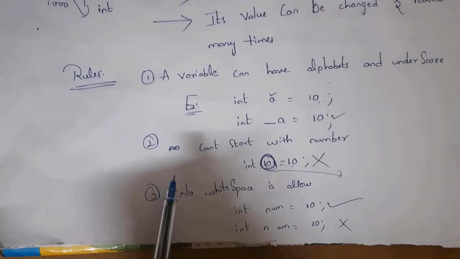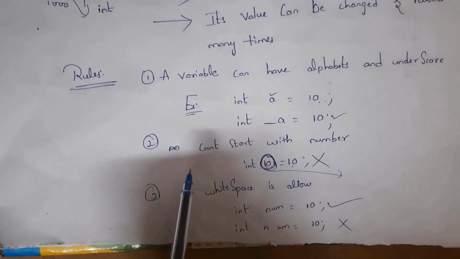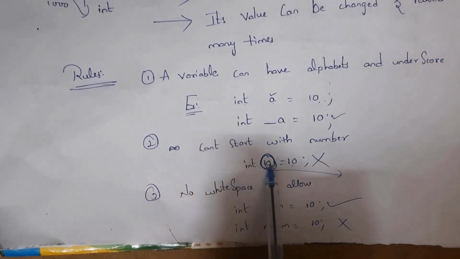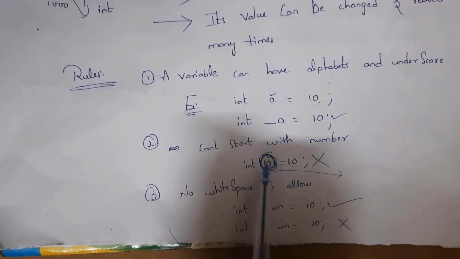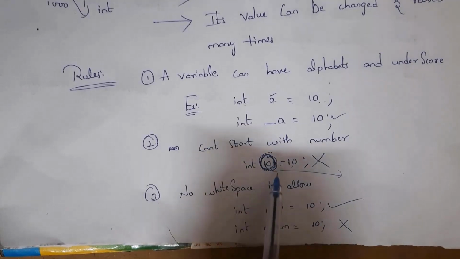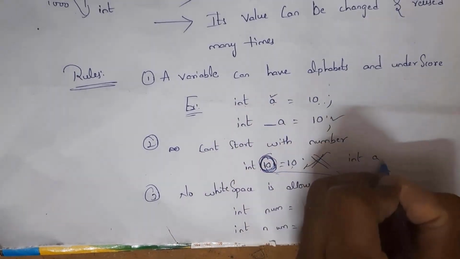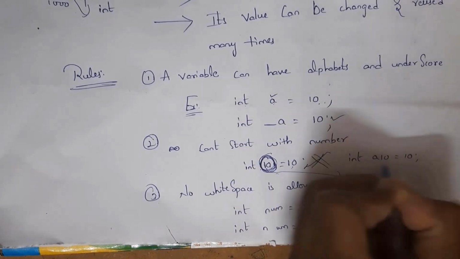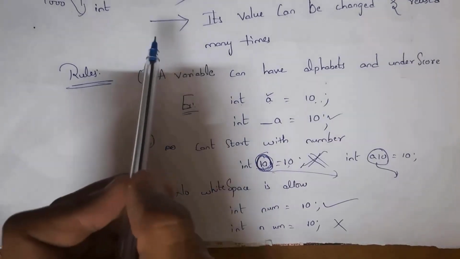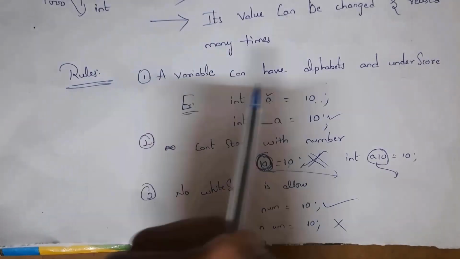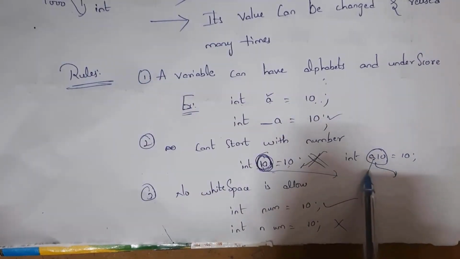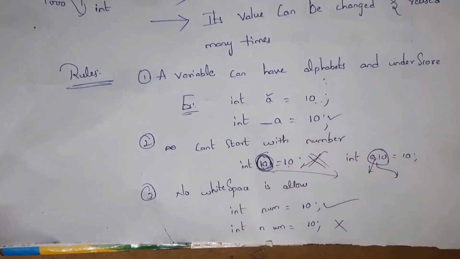The second rule is we cannot start a variable name with a number. For example, here I wrote int 10 = 10. This 10 is a number. So you should never start a variable with a number. Whenever you write like this, you will get an error. You can write like this: int a10 = 10. You can write like this, because as per the rule we must start declaring a variable with an alphabet. So here I am starting the variable with an alphabet, or you can also start with an underscore.